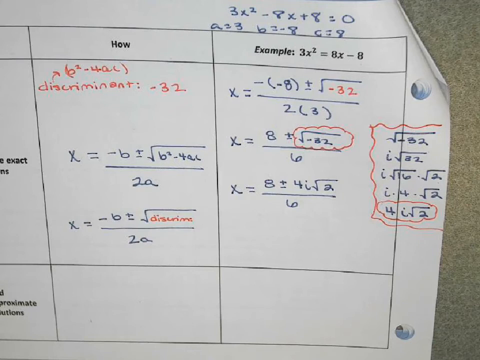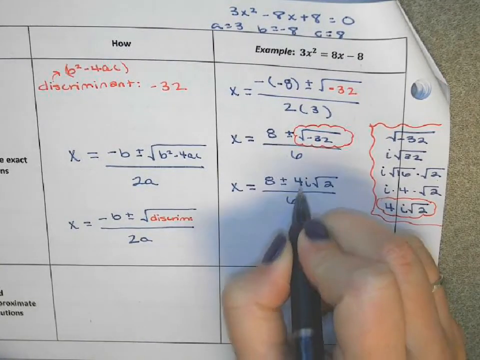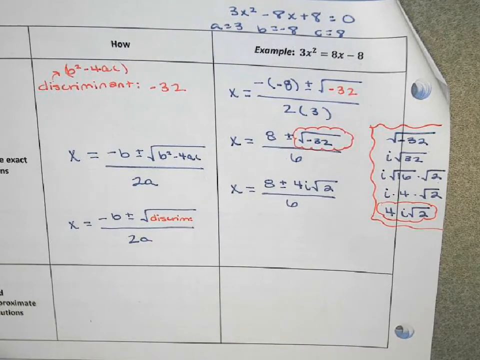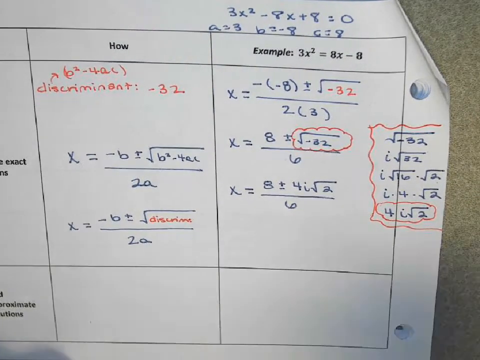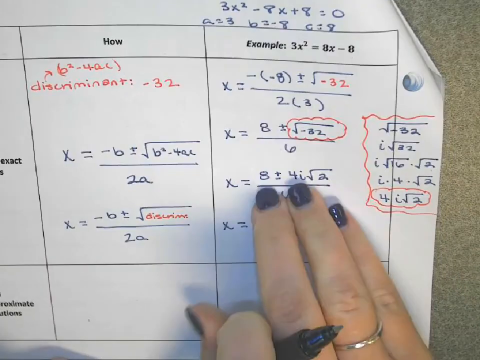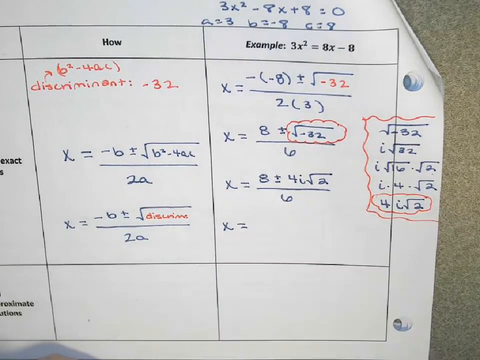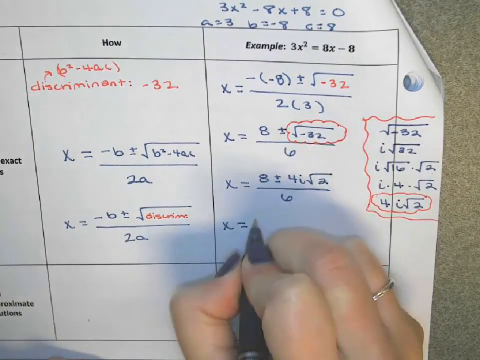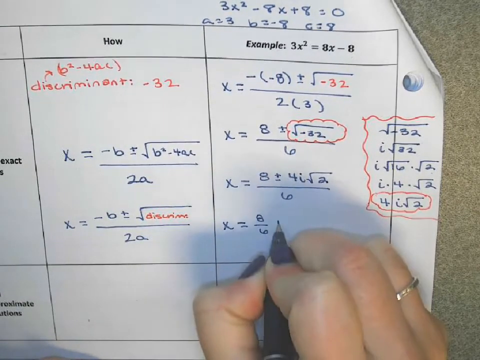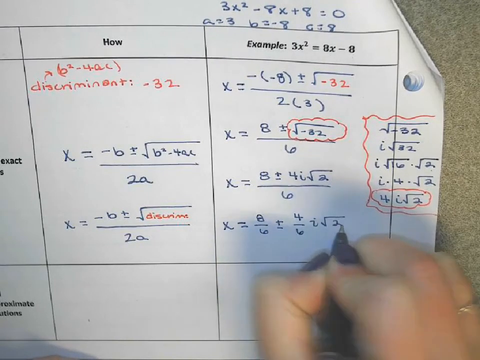So far, so good? Okay, now my last step is I have to write this in the form of a plus bi. So I'm going to write 8 over 6 plus or minus the 4 over 6 i square root of 2. And you'll see why we do this in a second. So x equals, you're just breaking it apart. Really this is two different terms, and both those terms are being divided by 6. So all I'm going to do is write both terms being divided by 6. So I have 8 over 6 plus or minus 4 over 6 i square root of 2.